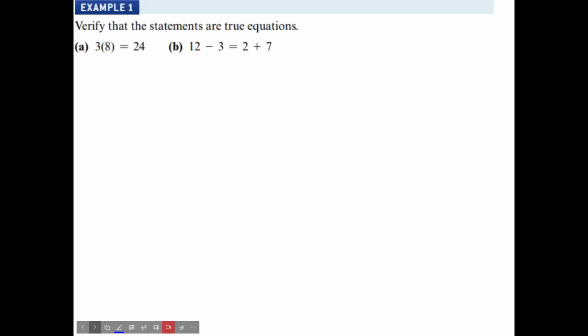So let's try this. What we have, 3 times 8 equals 24. If I multiply 3 times 8, what do I have? 24, right? So 24 equals 24. It means equation A, or statement A, is a true equation. Okay, what is that? 12 minus 3 is what? 9. 2 plus 7 is what? 9. 9 equals 9, so we have again a true equation.